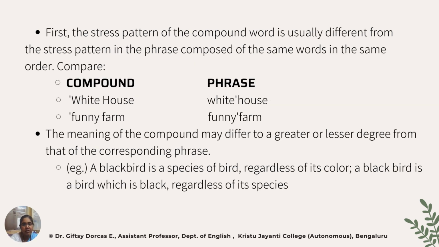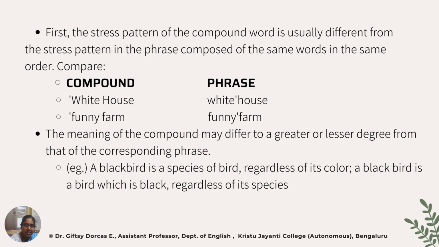So let's see the difference between compounds and phrases. The first is the stress pattern: for a compound word, the stress falls on the first word, and for a phrase it falls on the second word. For example, take the words White House and White House. As a compound, the stress falls on white, whereas as a phrase, the stress falls on house. Next, we also see that the meaning of the compound may differ to a greater or lesser degree from that of its corresponding phrase.